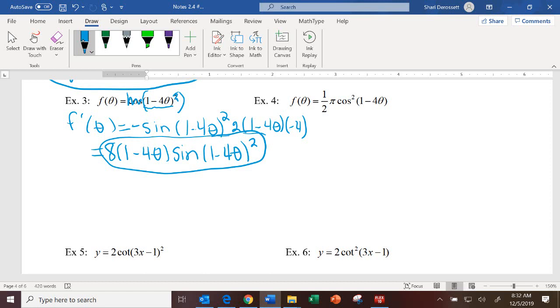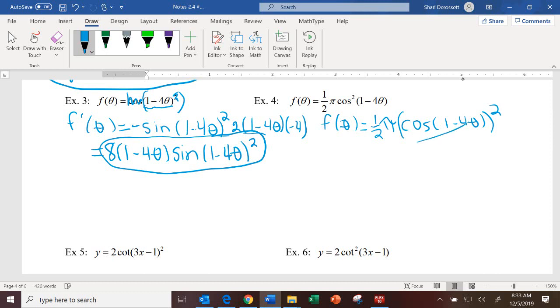Okay, now this next problem looks similar, but it's different in that, look at the location of the squared. Before that squared was on the angle, but this squared is not. This problem needs to be rewritten. This is going to be 1/2 pi. What kind of number, or what kind of expression is 1/2 pi? Is it a variable or a constant? It's a constant. 1/2 pi is just our constant. It's our k value. Then we have the cosine of 1 minus 4 theta, and this whole thing is getting squared.